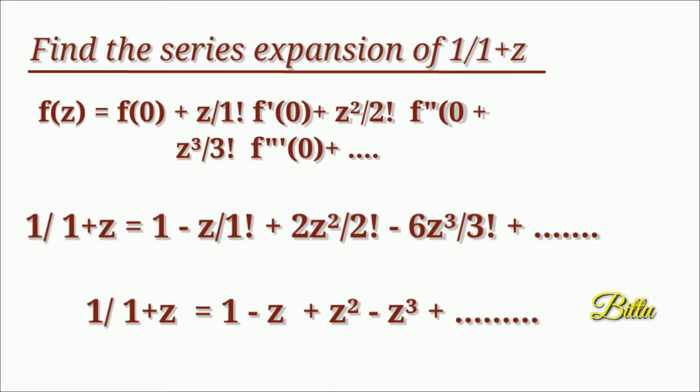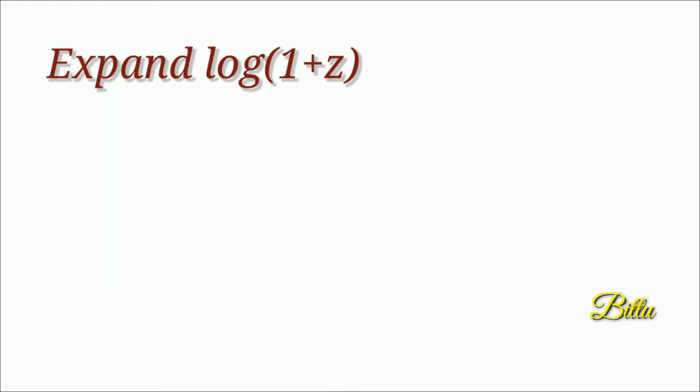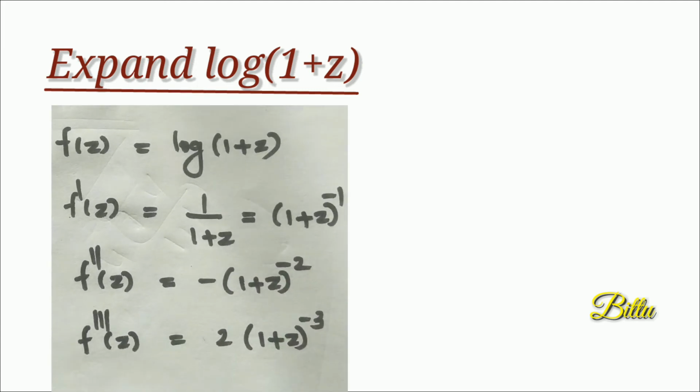Next question is expand log 1 plus z. Here a is not mentioned, you take a as 0, and really the question is you find the Maclaurin series of log 1 plus z. Let f z equal to log 1 plus z. F dash z is 1 by 1 plus z. Next you rewrite 1 by 1 plus z as 1 plus z raised to minus 1 for the convenience of taking its successive derivatives.